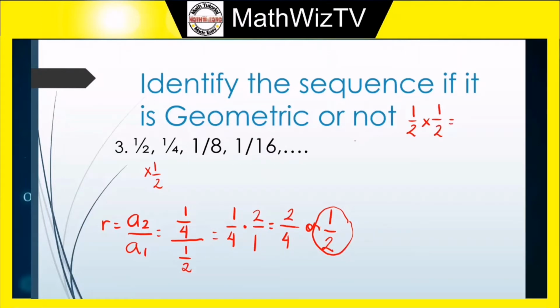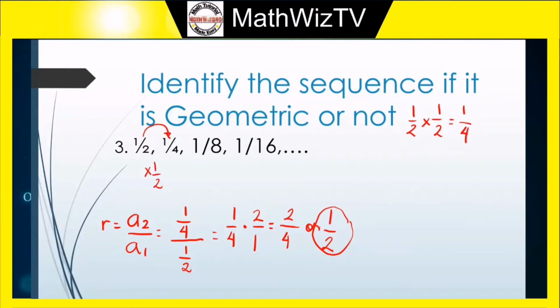So if we're going to multiply a fraction by a fraction, what we will do is multiply numerator to numerator, denominator to denominator. In this case, 1 times 1 is equal to 1 all over 2 times 2 is equal to 4. Therefore, our second term is equal to 1/4. Let us see if 1/4 is the next term.